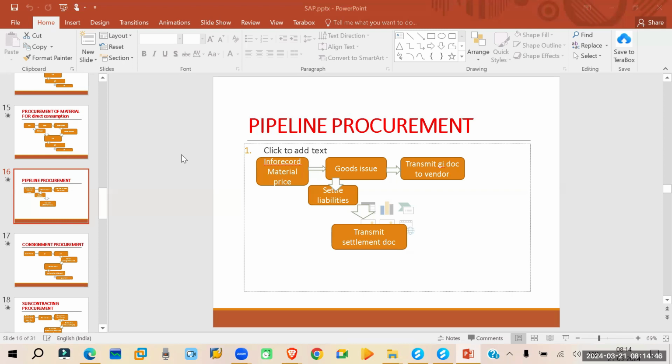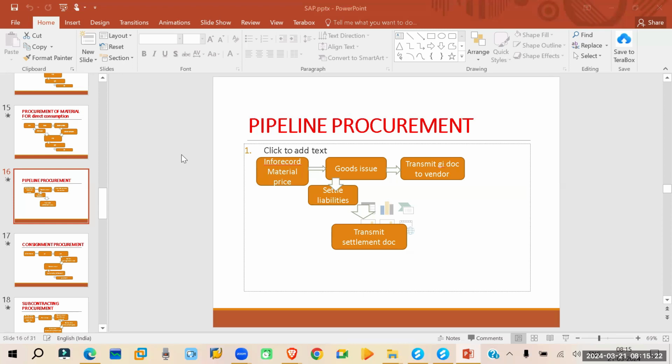After sending this, you have to settle the liabilities. Like I have consumed 100 units of electricity, and one unit is 5 rupees, so I have to give you 500 rupees for this month. Let's say there will be a settlement period, 7 days or 15 days or any period of time. Let's say you have sent the GI document on 1st of April, and by 7th of April you have to pay it, or settle the liabilities.